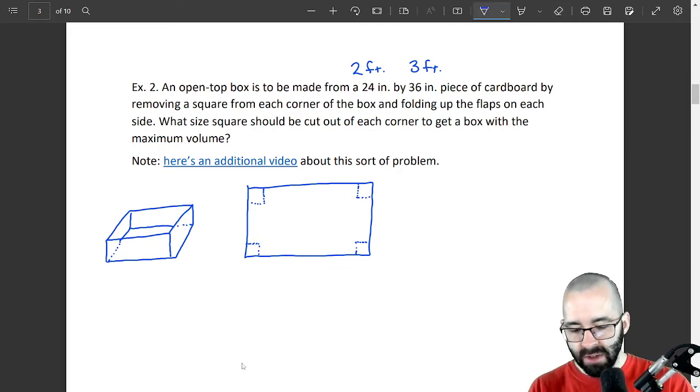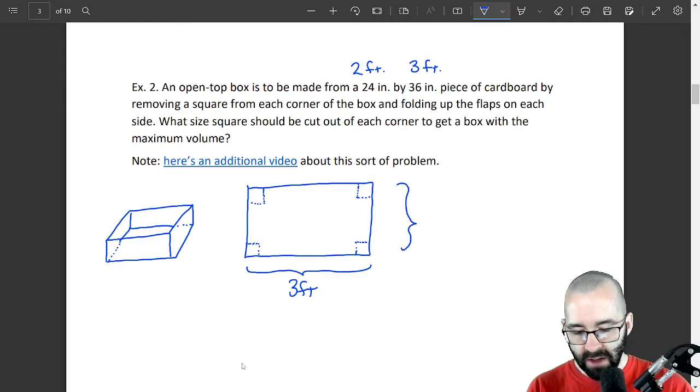So initially, this flat piece right here is 2 feet by 3 feet. Pick your poison, inches or feet. I'm just going to choose inches. So this whole thing is 3 feet.